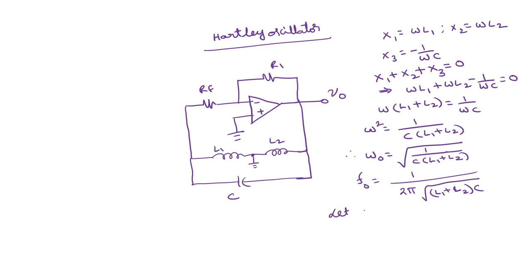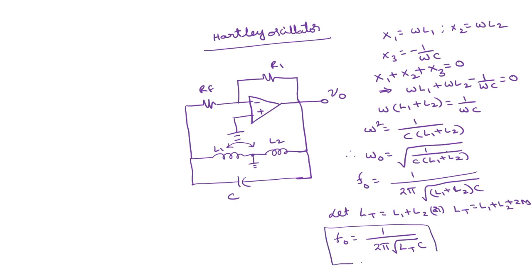Let Lt is equal to L1 plus L2, if I assume that there is no mutual inductance between L1 and L2. Or if I assume that mutual inductance is also there, Lt is equal to L1 plus L2 plus 2M. The M is mutual inductance. Then the frequency of oscillations is 1 by 2 pi square root of Lt into C. Here Lt depends upon the mutual inductance, L1 plus L2 or L1 plus L2 plus 2M. This is the total inductance of two inductors connected in series with mutual inductance.